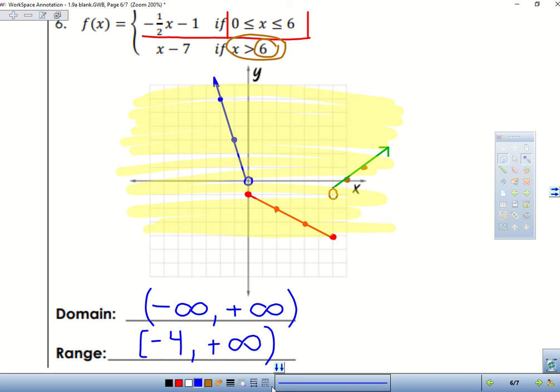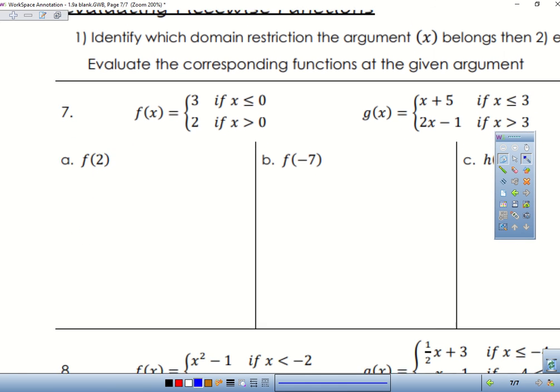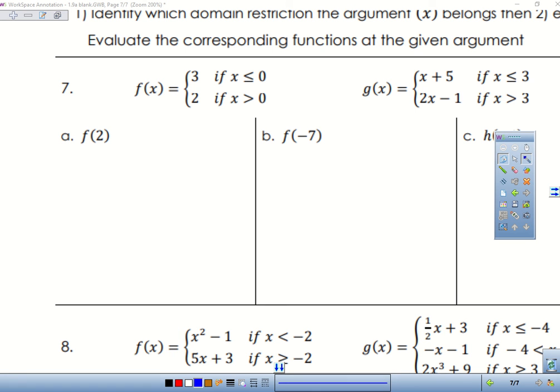Does anyone have any questions about what we've addressed so far? All right, now we're going to go on to the part that you did on Delta Math. Does everybody remember seeing these on Delta Math?